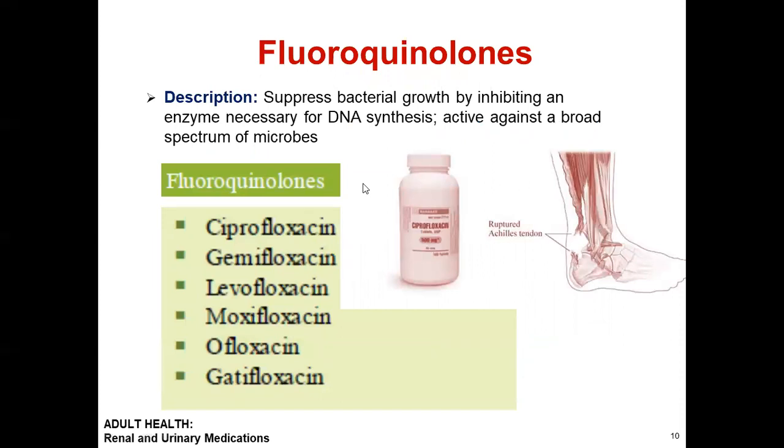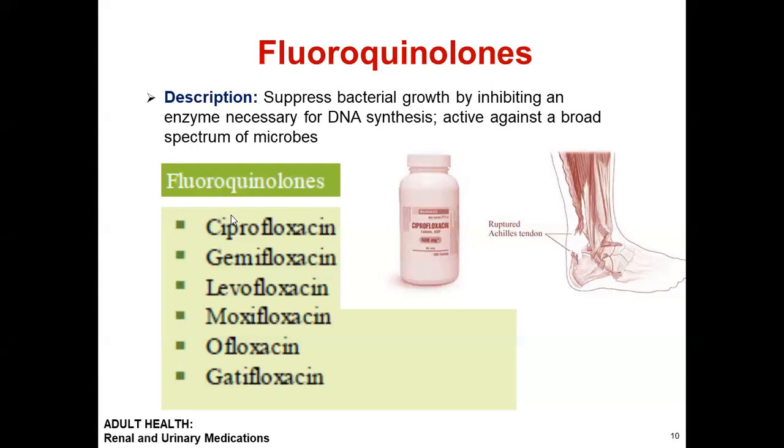Another medication we use for renal patients is fluoroquinolone. Fluoroquinolones suppress bacterial growth by inhibiting the enzyme necessary for bacterial DNA synthesis. Bacteria need DNA, so if you break down the DNA synthesis, bacteria will die. They are active against a broad spectrum of microbes. Fluoroquinolones are strong antibiotics. They can kill gram-positive and gram-negative organisms.